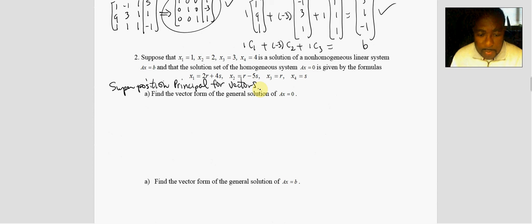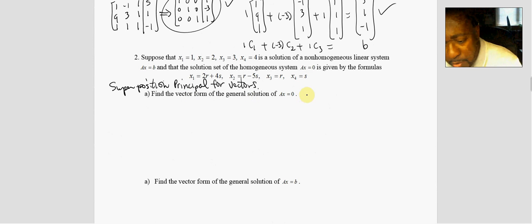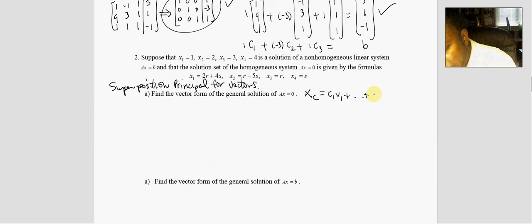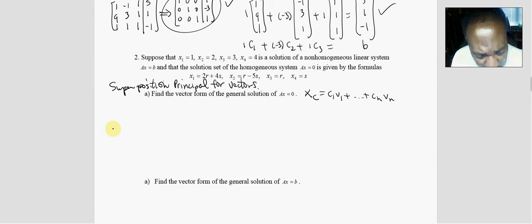For vectors, it says find the vector form of the general solution of Ax equal to 0. We call that the complementary solution, which consists of the linear combination of the basis for the solution space. So c1 times v1 plus, and so on, plus c sub n times v sub n. Now, how does that look?